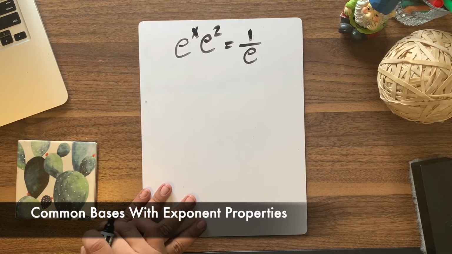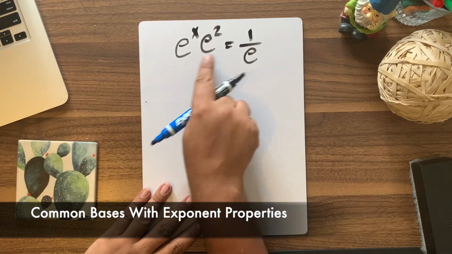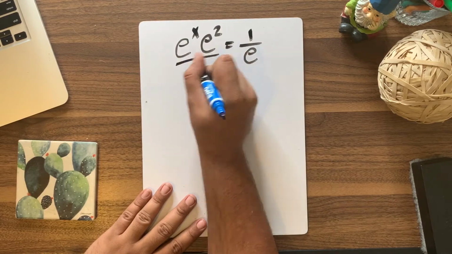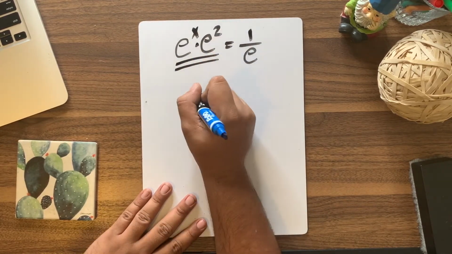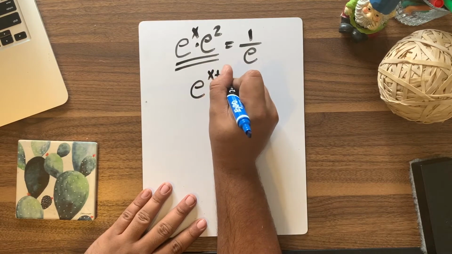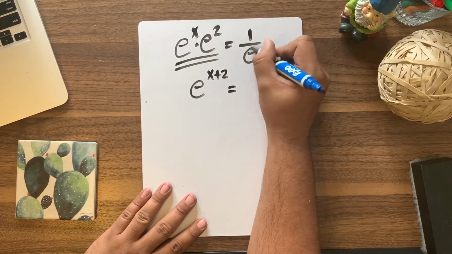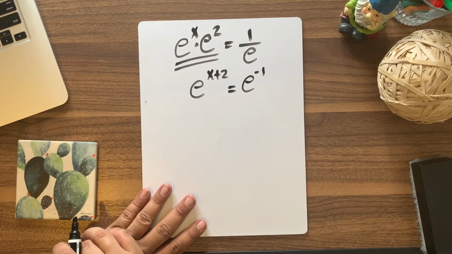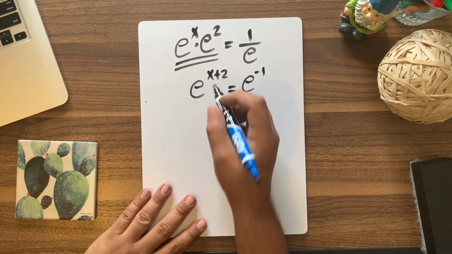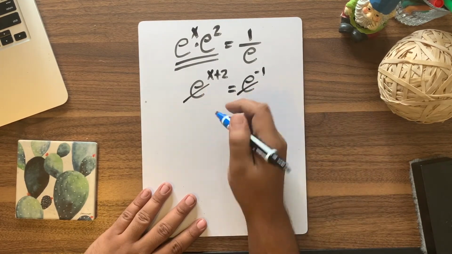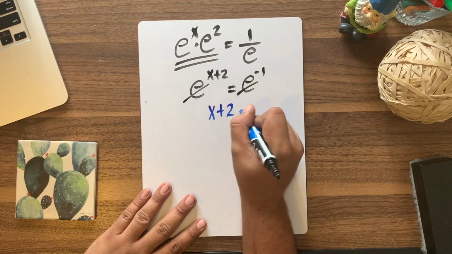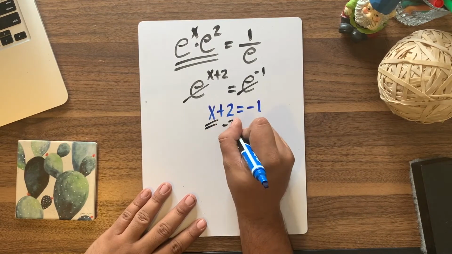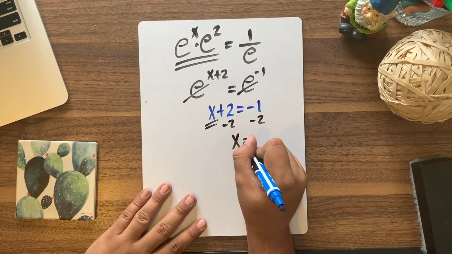Now this is also an exponential equation. We do have common bases. We just have to do a few operations. So condensing, for example, this is multiplication of bases. So it's e to the power of x plus 2. And 1 over e is the same thing as saying e to the power of negative 1. This cancels each other out, and you end up with x plus 2 is equal to negative 1. Isolate x, so minus 2 minus 2. x must be equal to negative 3.